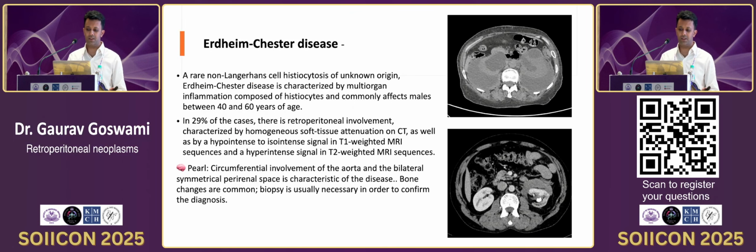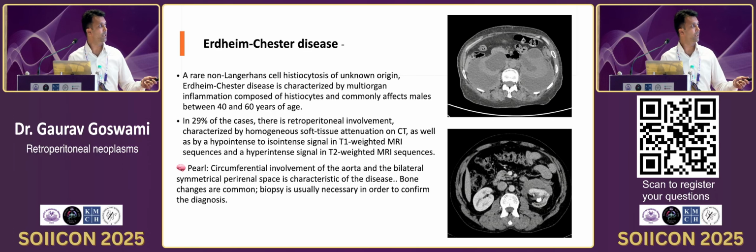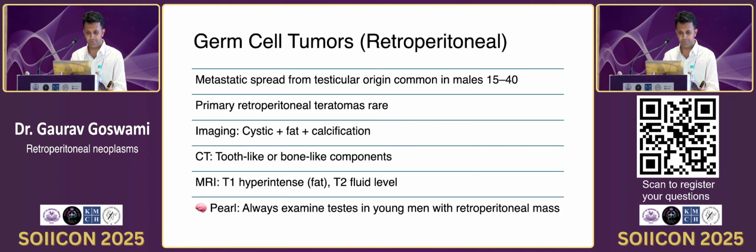So Erdheim-Chester disease, though it is not very common, you can see bilateral perirenal and retroperitoneal fluid-like contents, and the kidney is most of the time encased in this. It is more of an inflammation composed of histiocytes and commonly affects men between 40 to 60 years of age. The germ cell tumors, metastatic spread from the testicular origin, are common in the 15 to 40 years age group.